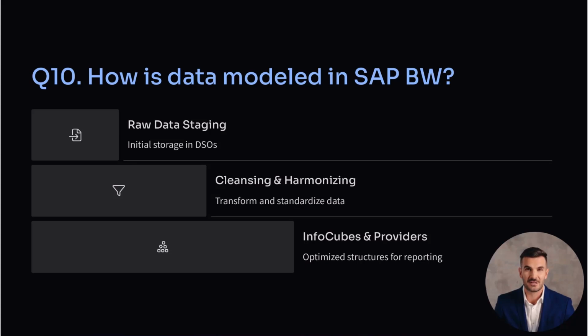Question number 10. How is data modeled in SAP BW? Answer. I follow a layered architecture. First, staging the raw data in DSOs, then cleansing and harmonizing it, and finally, moving it into InfoCubes or composite providers for reporting. Good data modeling ensures high performance and scalability in reporting.